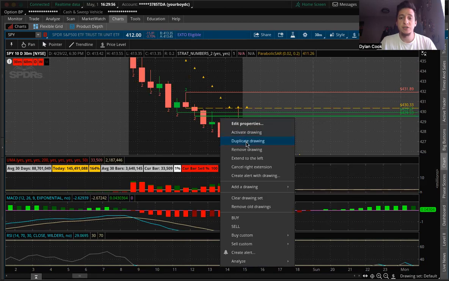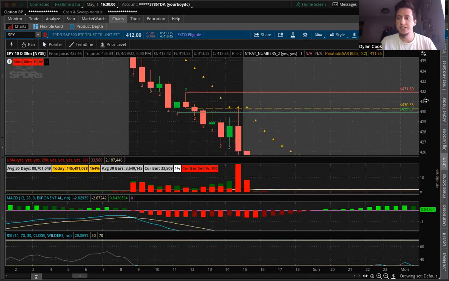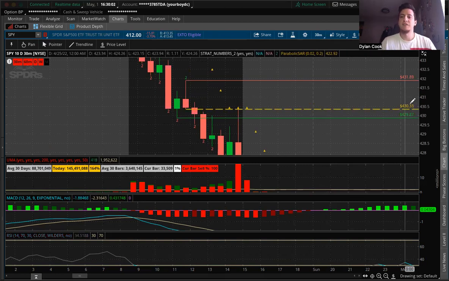Whenever it is a 2-2 reversal, you will simply say to yourself, my plan is that if the price hits 433, I'm going to call a put, and my price target is going to be 429.87. My stop loss is going to be 431.89. So if you can say a plan for your trade within 1 minute, you can be a successful trader because you know exactly what you're going to do.